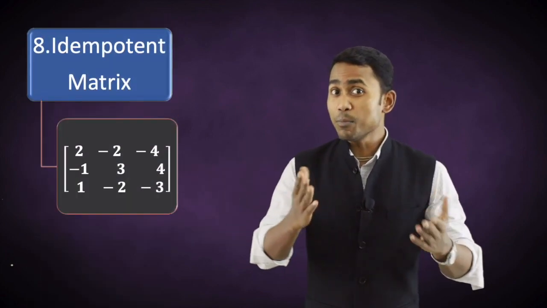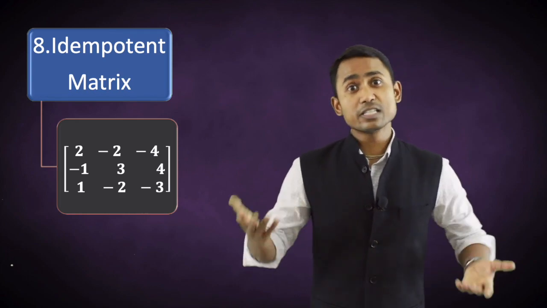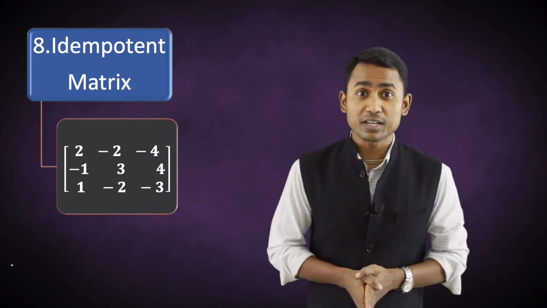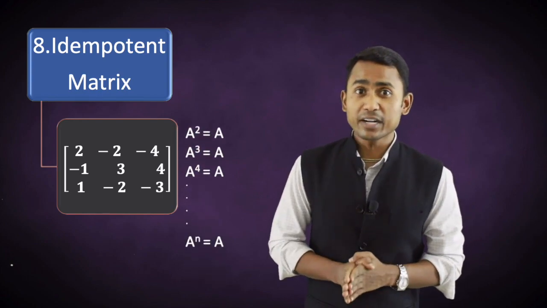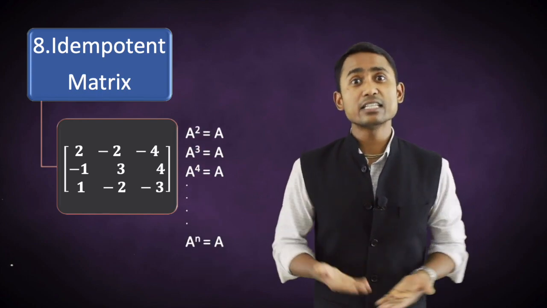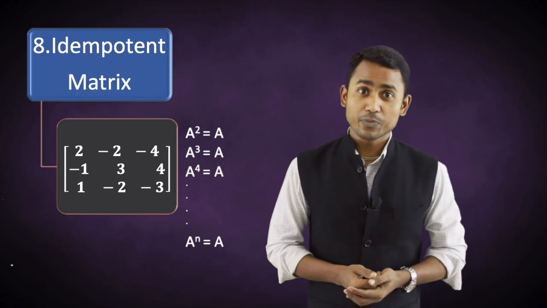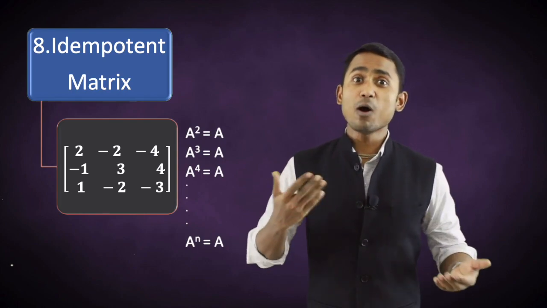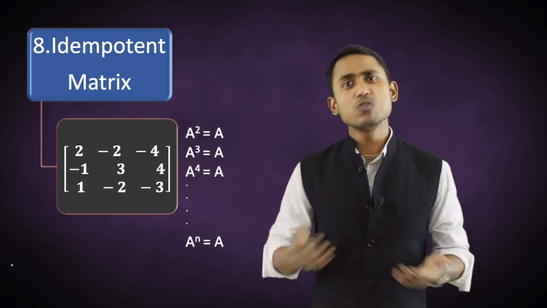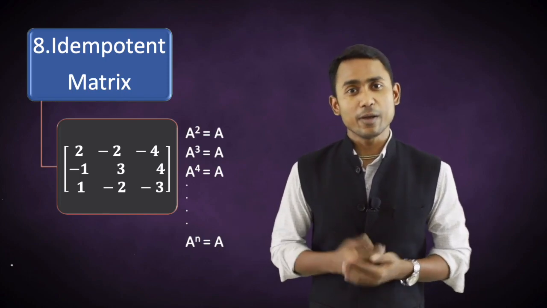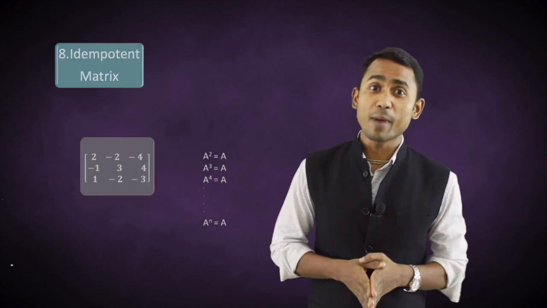Then we have idempotent matrix. A matrix which gives the same matrix when squared is called an idempotent matrix. As you can see here, this is a matrix. If I square it, I'll get the same matrix. So if A is a matrix, then A square is equal to A cube is equal to A power 4 is equal to A. Like that you go, then A power n is equal to A always. That is called an idempotent matrix.